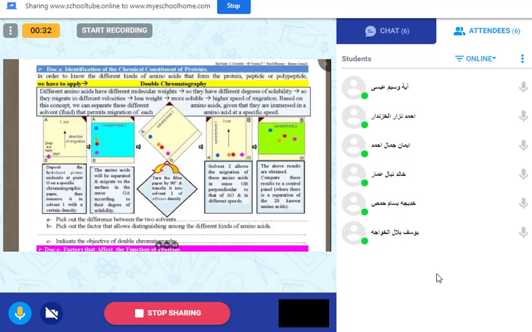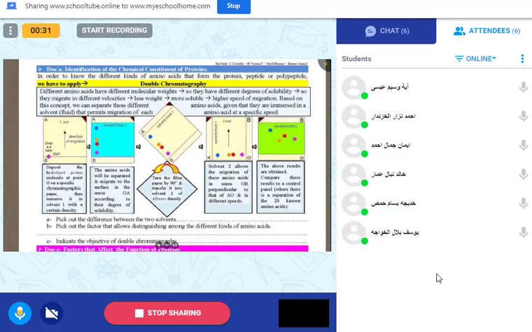For example, leucine will move 2 centimeters. Alanine, another amino acid, will move 3 centimeters. Glycine will move 5 centimeters. So I record how much each of the amino acids will move.